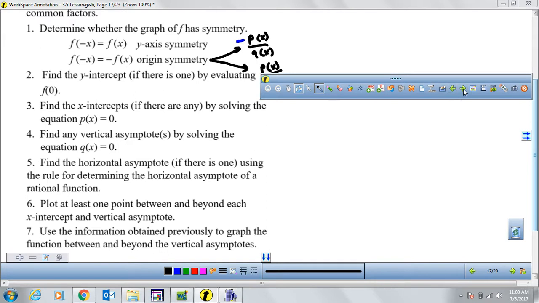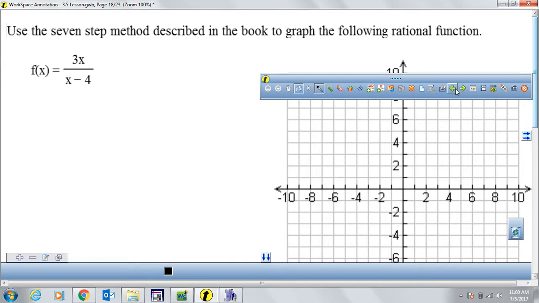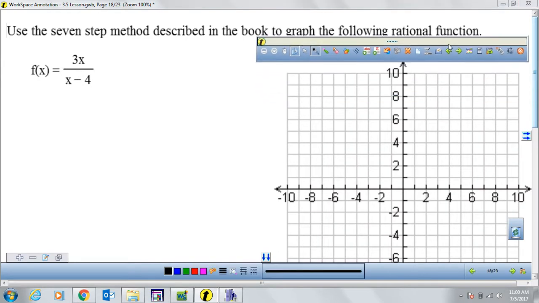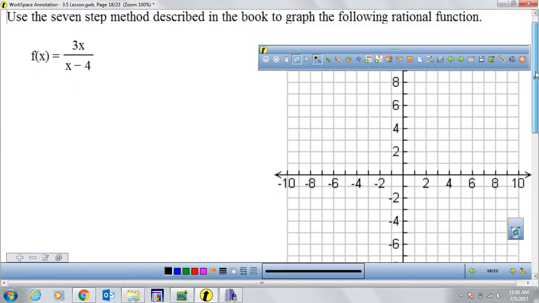So let's go ahead and do a few questions here. We are going to begin with this one. Something simple, then we're going to increase the difficulty. Use the 7-step method described in the book to graph the following rational function.